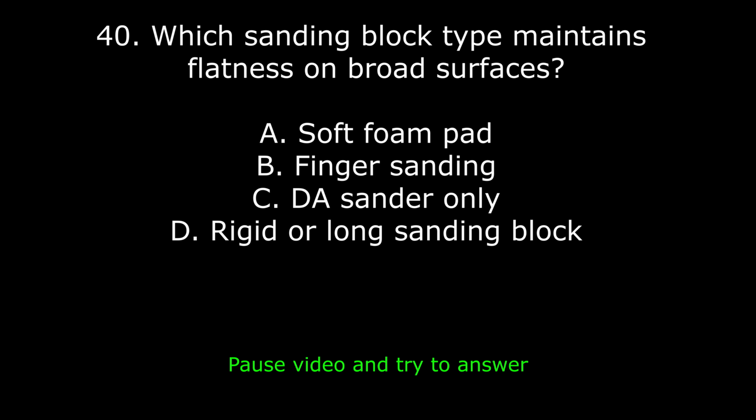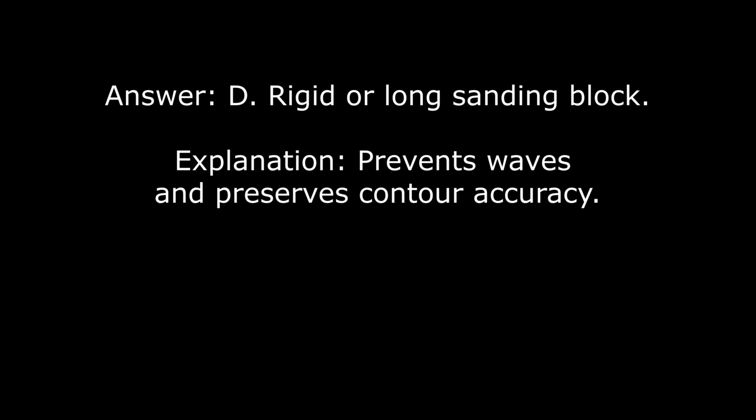40. Which sanding block type maintains flatness on broad surfaces? A. Soft foam pad. B. Finger sanding. C. DA sander only. D. Rigid or long sanding block. Answer: D. Rigid or long sanding block. Explanation: prevents waves and preserves contour accuracy.